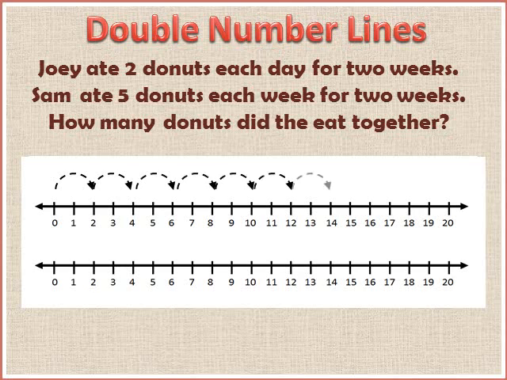So this first number line shows me how many donuts Joey ate. This second number line shows me how much Sam ate, and it's then easy for me to figure out how much they ate together. Or if the problem even said how many more donuts did Joey eat than Sam, it's really easy for me to see that difference then.